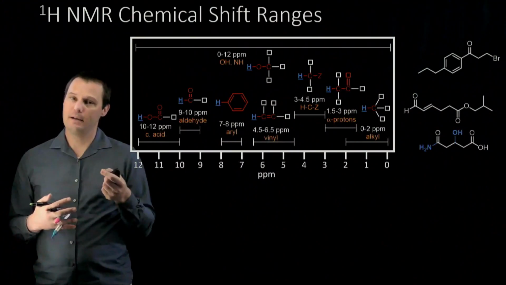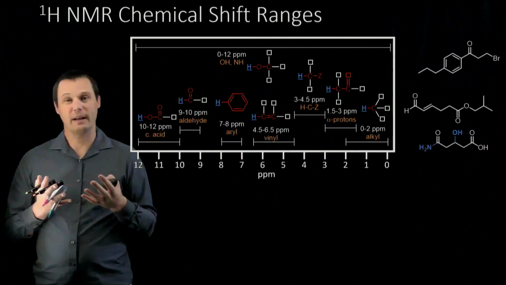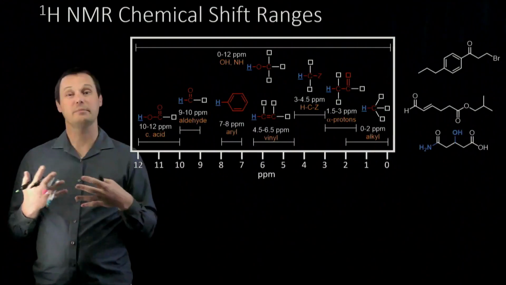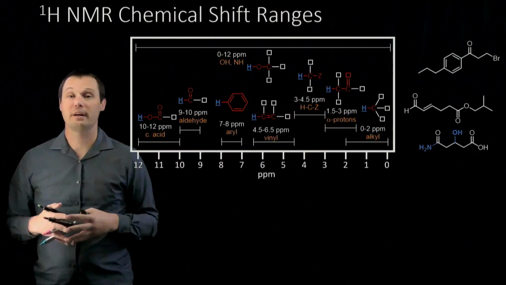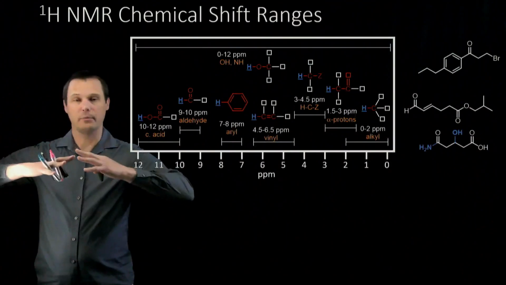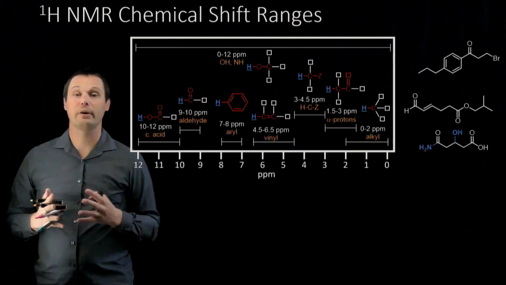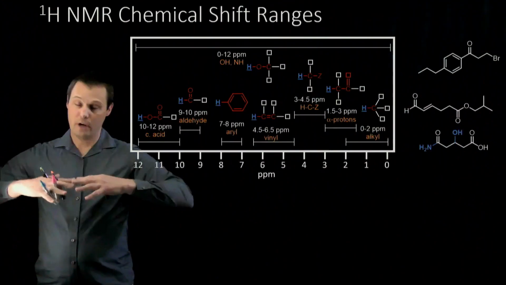For protons that hydrogen bond, the electron density around that hydrogen is variable depending on the solvent, depending on the strength of the hydrogen bonds, and that really changes the chemical shift of those protons. And because of the hydrogen bonding, the signals will often be broad. That's one way to tell them apart from regular proton signals. They might be so broad that they don't show up at all.